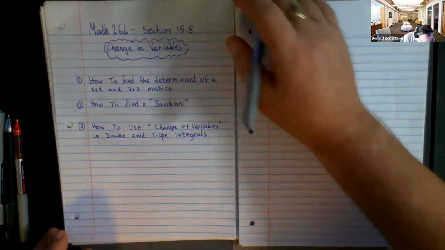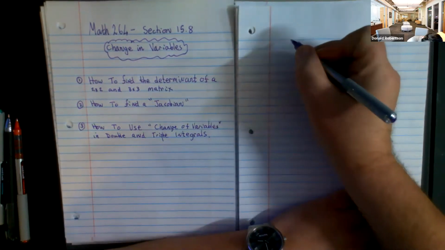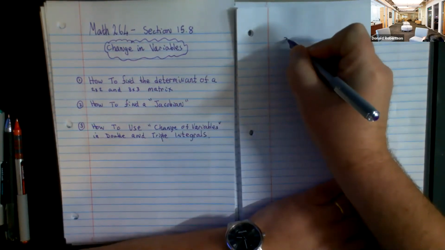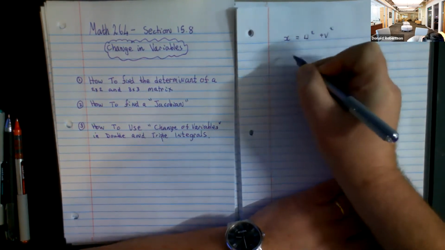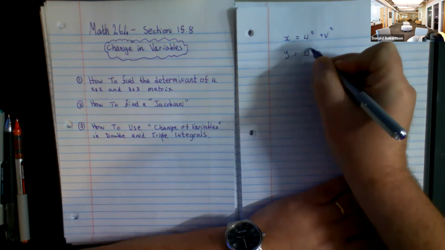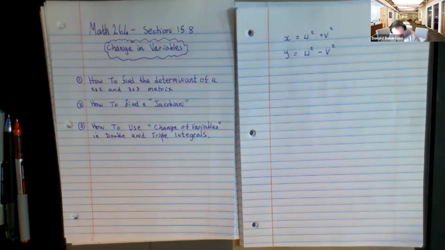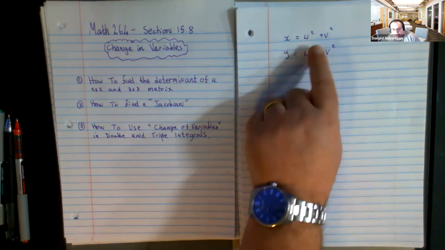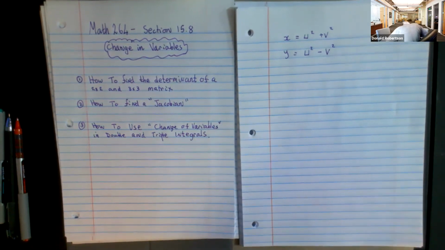So now we're going to find a guy called the Jacobian. So I want you to imagine that our change in variables are those two. In other words, x is going to be turned into u squared plus v squared, and y is going to be turned into u squared minus v squared.